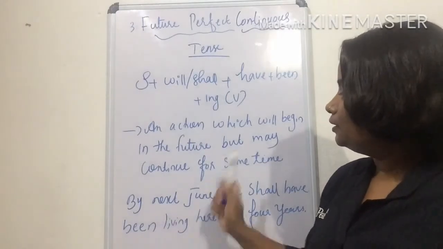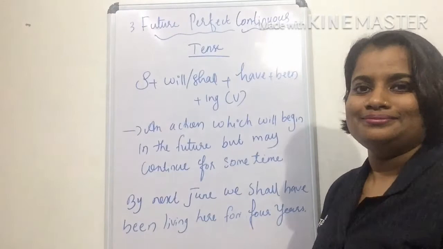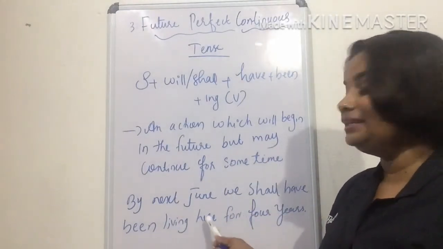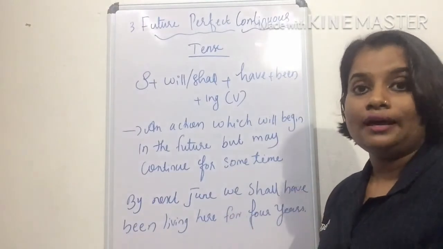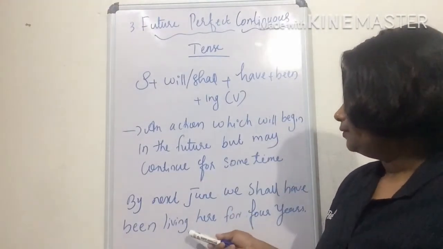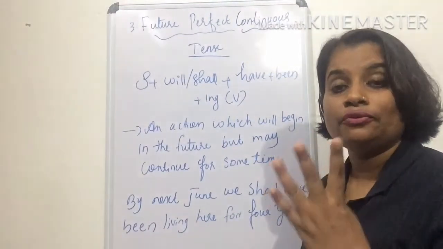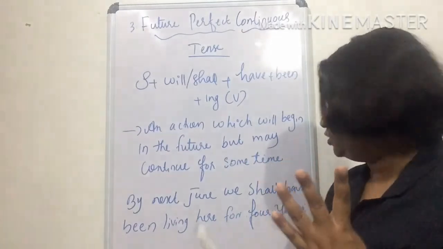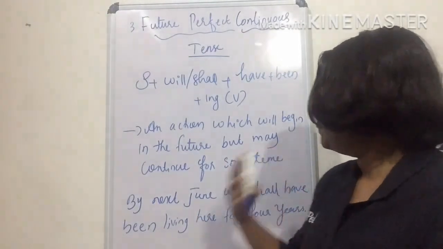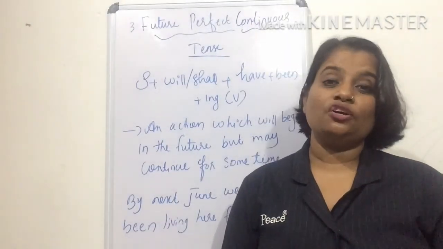I'll give you the example. By next June, we shall have been living here for 4 years, at least 4 years. We shall have been living here for 4 years. So we are not using it commonly.